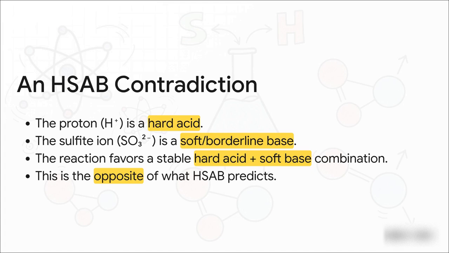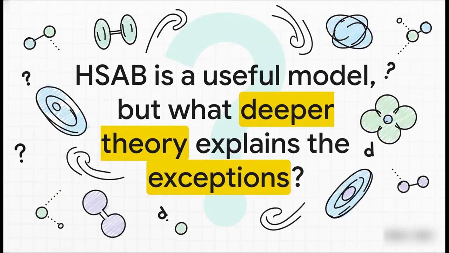Okay, the proton, H+, that comes from HF. That is the hardest acid there is, period. And in this reaction, it's leaving its hard partner, fluoride, to go and bond with sulfite, which is a soft or at best a borderline base. So wait a minute, a hard acid is ditching a hard base to form a stable bond with a soft base? That's the exact opposite of what the HSAB principle predicts. Our simple rule says this shouldn't happen, but it does. So this begs the question, what's really going on here? What's the deeper theory that explains why the rule works most of the time but fails here?